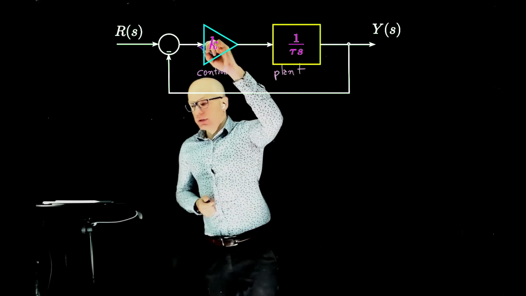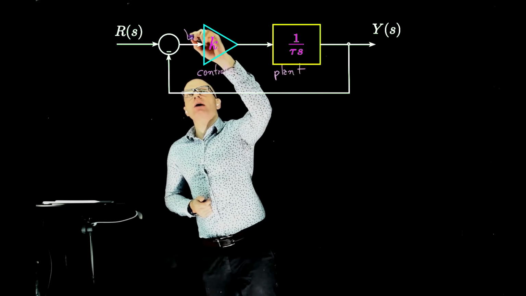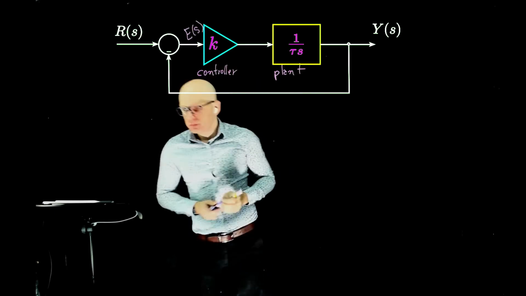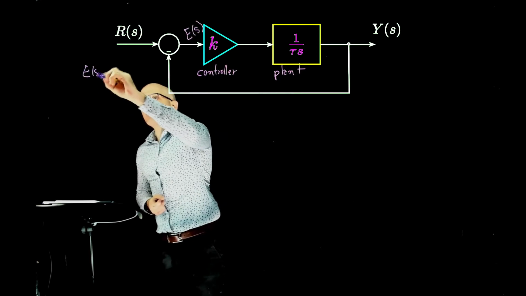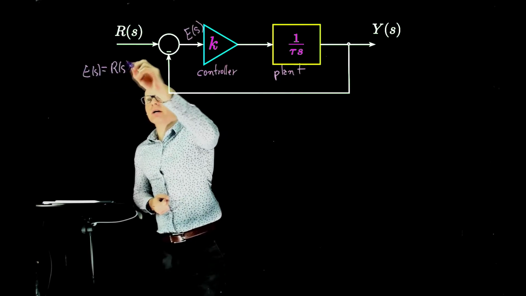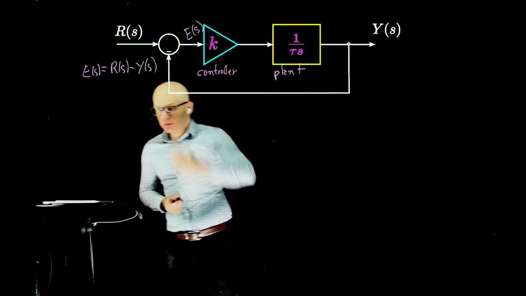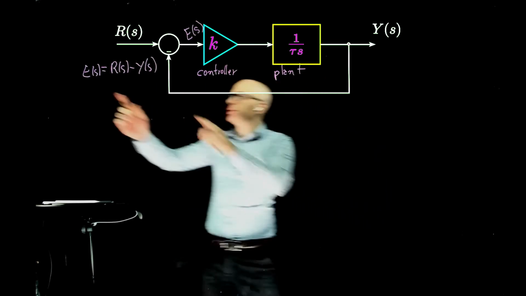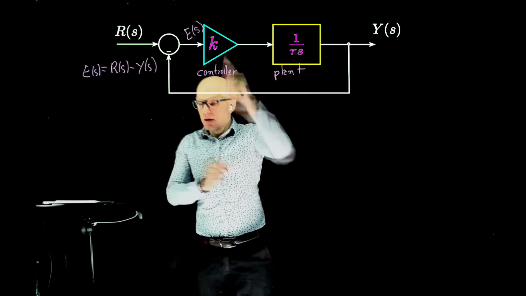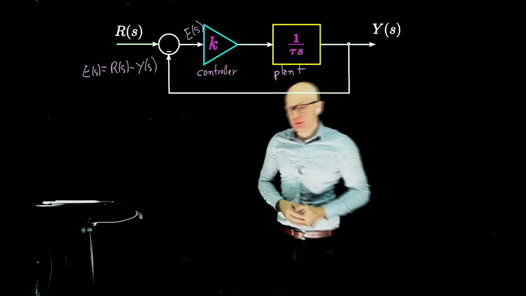The output here in this summation is the error. The error is simply how far away we are from the desired output. That characterizes the error in the system. We now multiply this error by a constant k, and that's the control action we give to the plant.